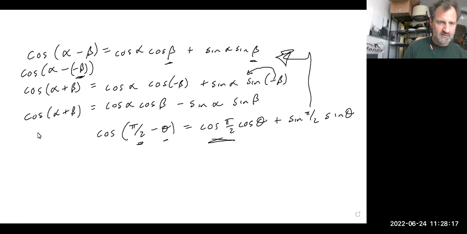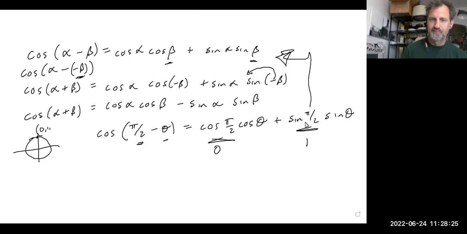Cosine of pi halves, let's just draw a quick unit circle. Pi halves is up here. We got 0, 1. So this is going to be 0. This is going to be 1. So this term goes away. So this is equal to sine theta.